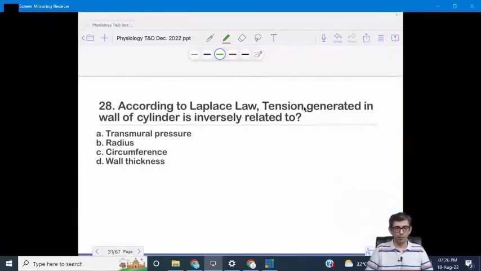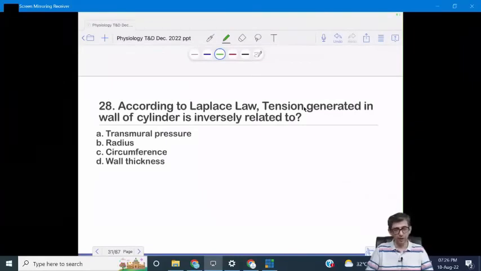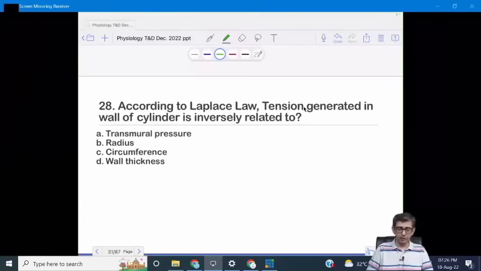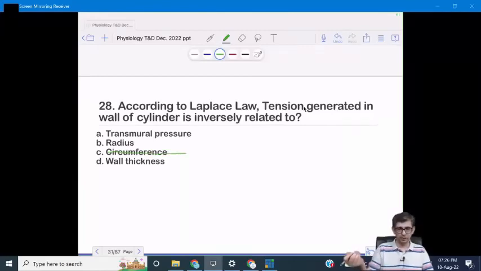The correct answer for this question, let's see what you guys have answered. Yep, absolutely. Transmural pressure will be in the numerator, radius will also be in the numerator, circumference यहाँ पर रोल प्ले करता नहीं. तो तीन में से सिलेक्ट करना था, प्रेशर तो खैर इजीली सॉल्व हो जाता है, इनवर्स रिलेशन नहीं हो सकता, टेंशन इज रिलेटेड टू प्रेशर, डायरेक्ट रिलेशन, क्वेश्चन पूछा इनवर्सली रिलेटेड.